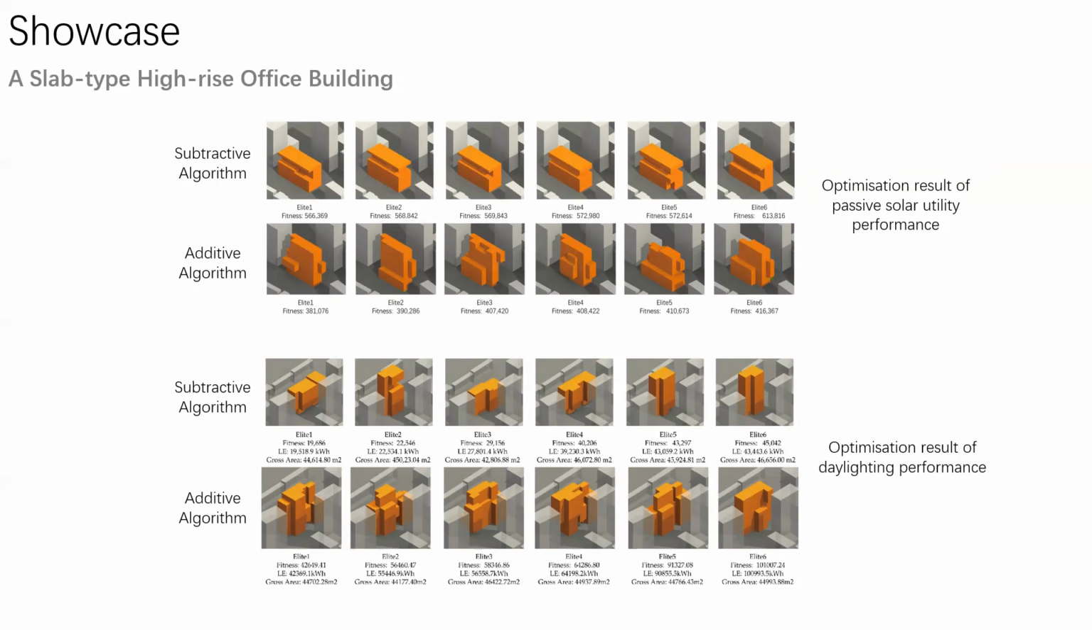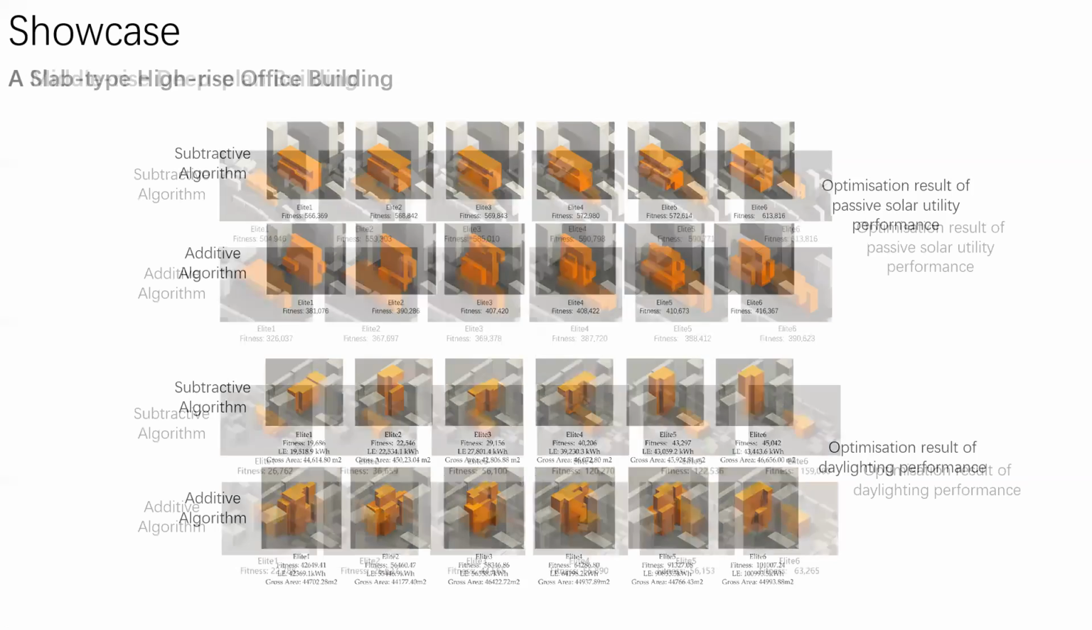And for the optimization result aimed at the daylighting performance, we can find that the optimization result indicates that the designer can elevate the overall building massing, which can help to escape the shadow cast by the surrounding buildings, or increase the indoor space's accessibility to the natural daylight.